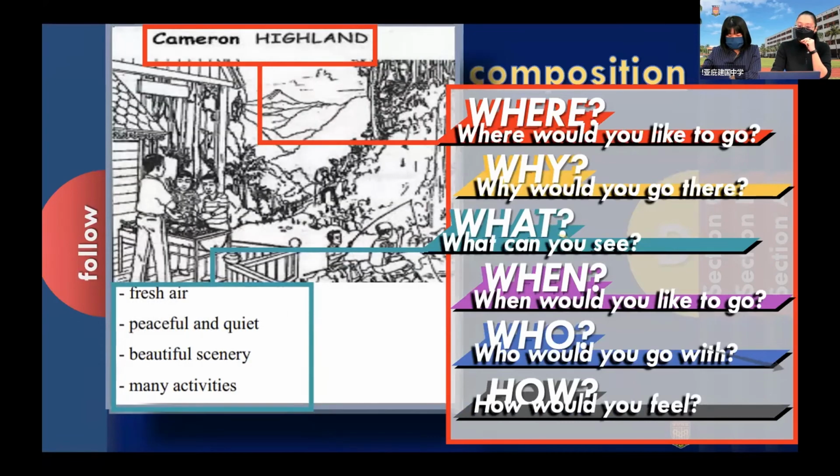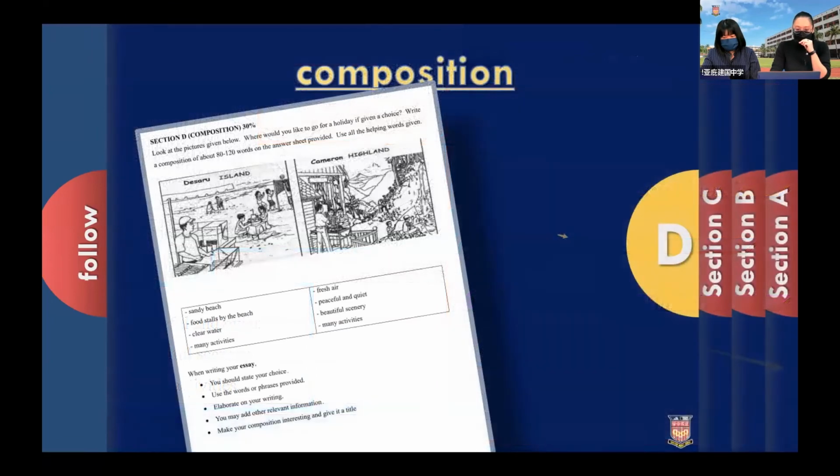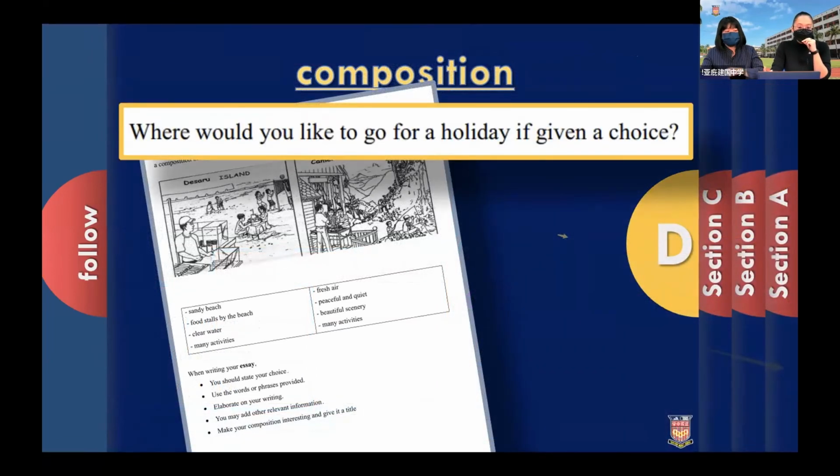So after answering all this, the same goes for Cameron Highlands. It's the same format. Ask yourself these few questions and writing your essay would be a piece of cake. Now, again, a recap. Where would you like to go for a holiday if given a choice?